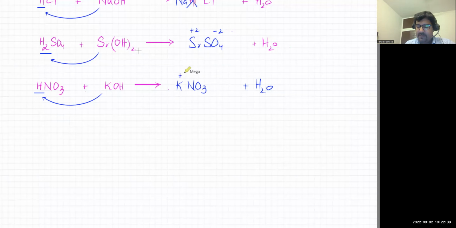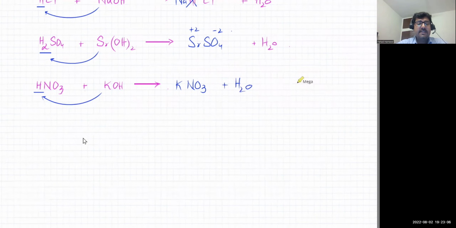And K is +1, NO3, if you look at the table, has a charge of -1. So it's going to be 1, 1, which means it's just KNO3. That's it. Okay. So right now we're not dealing with why the reaction is happening. We're just trying to figure out how to make the correct formulas.